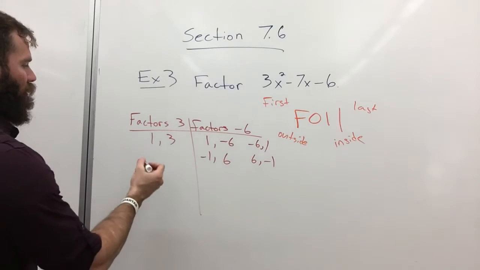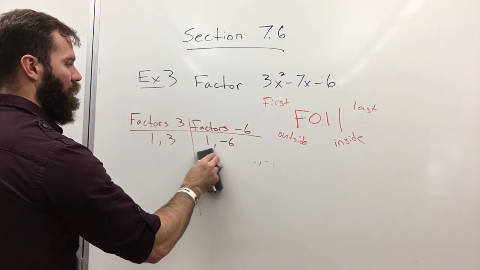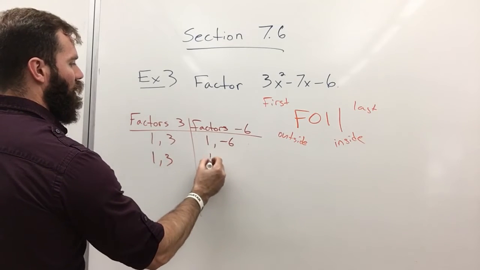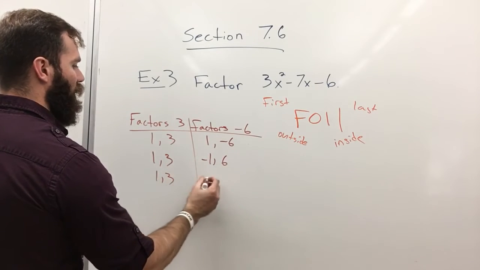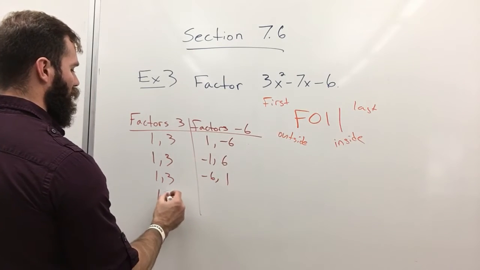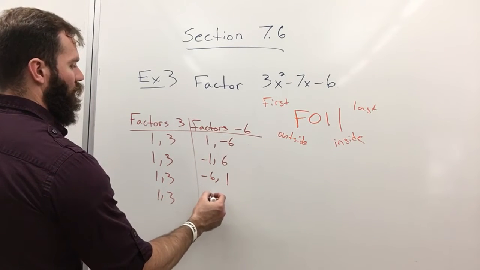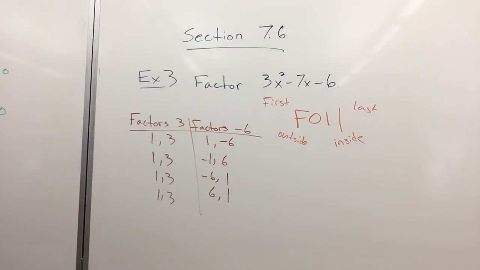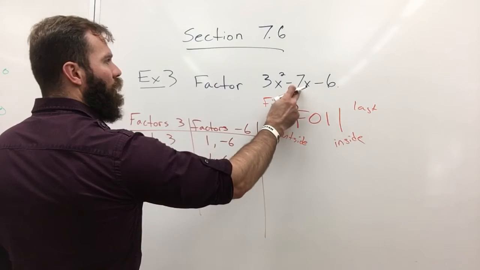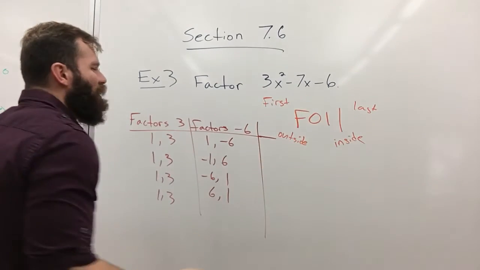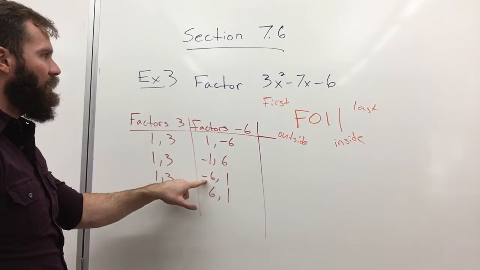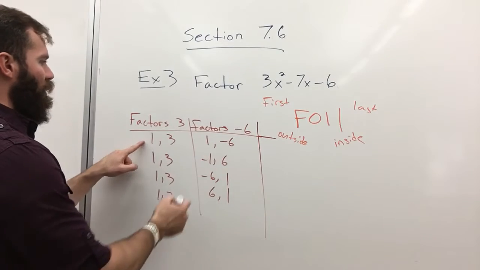Okay? Now, I probably should write this to better help visualize it. 1 and 3, negative 1, 6. 1 and 3, negative 6, 1. 6 and 1. There. Okay. Now, looking at what my middle number is, it's a negative 7. I'm going to start with the bigger negative numbers first. So I'm going to try these two first and see if I get that negative 7. So let's start with this first one.